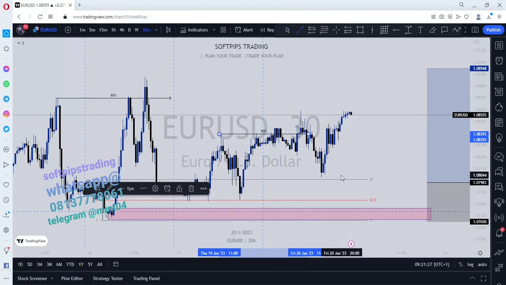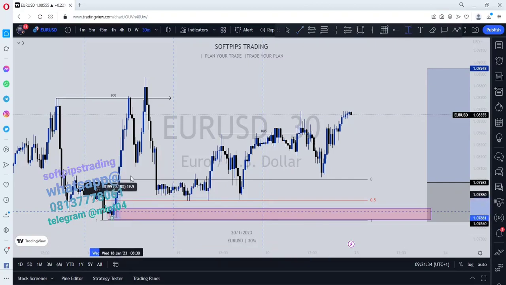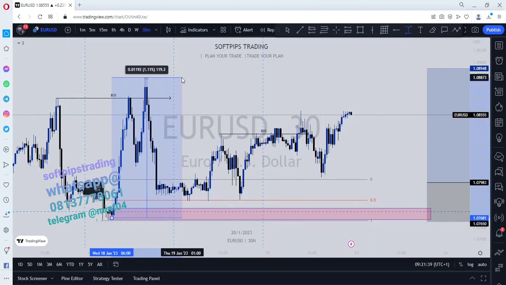So be flexible. I think last week's trade on Euro USD gave us 119 pips. We had our entry around here, and it gave us 119 pips.